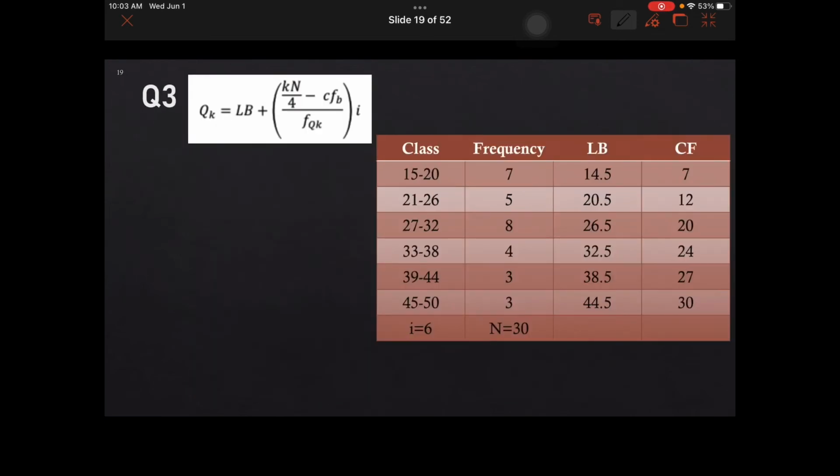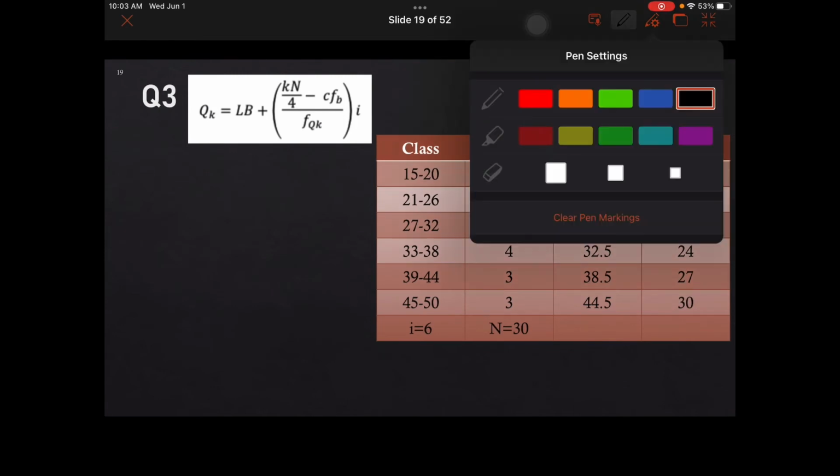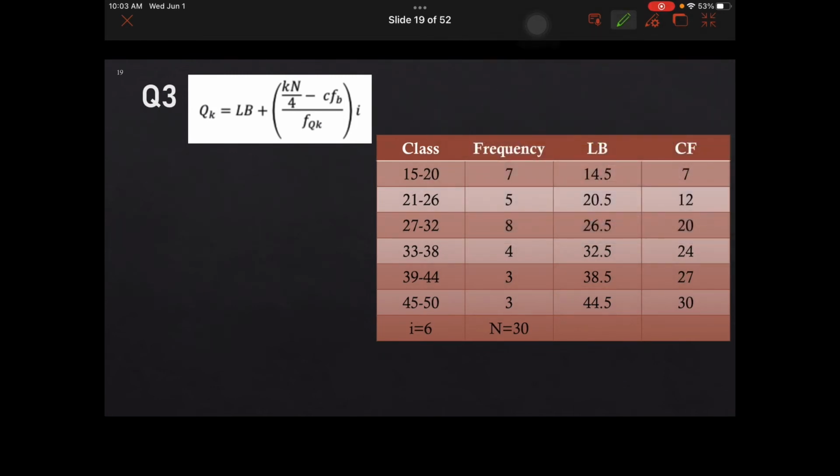Okay? Let's move on. Mag-solve na po tayo. Hahanapin na natin si third quartile. Ito po yung formula natin. So first, hahanapin natin ang position. Okay? Which is 3/4 of 30. Ang 3/4 po ng 30 ay 0.75 of 30. That is 22.5.